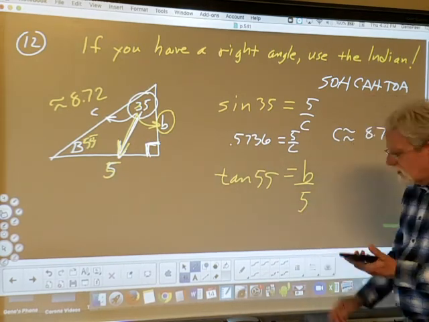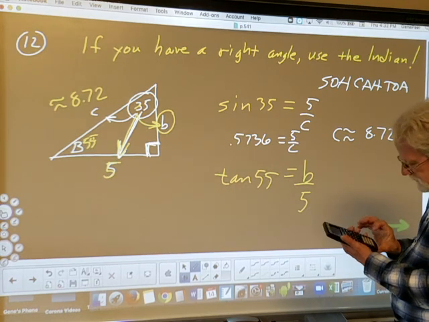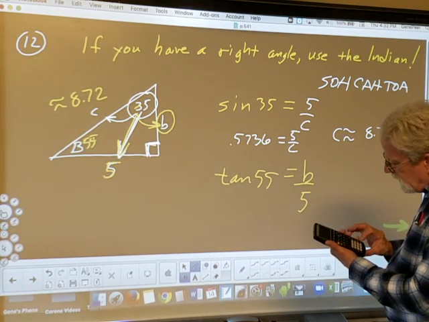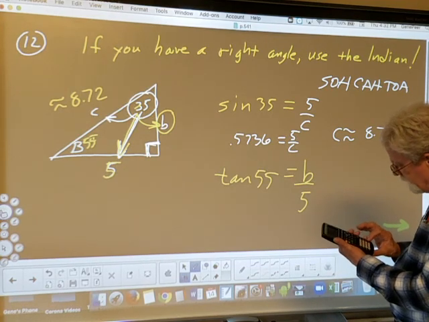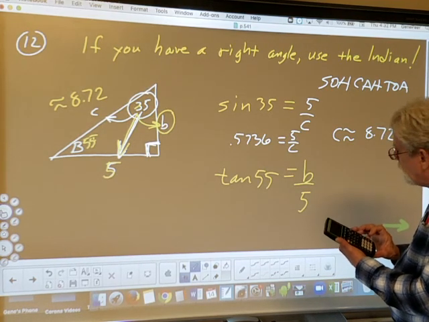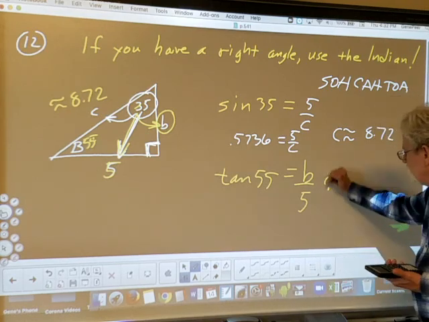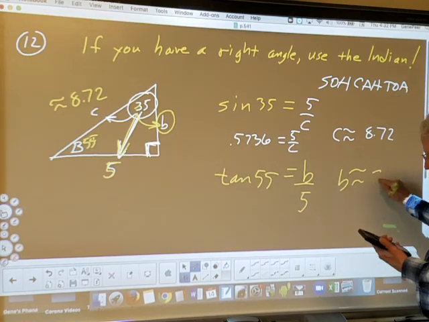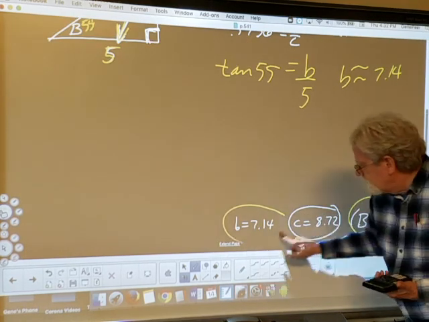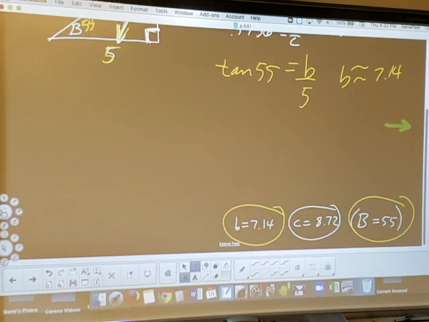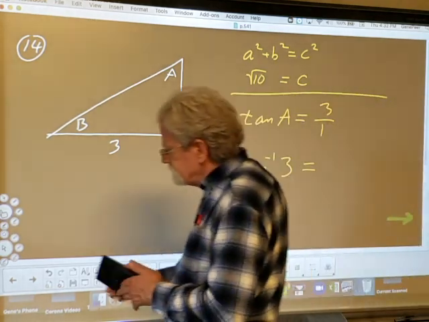A little more convenient. We find the tangent of 55, close the parentheses, and just multiply that by 5. We get about 7.14. So b is about 7.14, and yep, there it is. So we're done. We move on. Number 14.